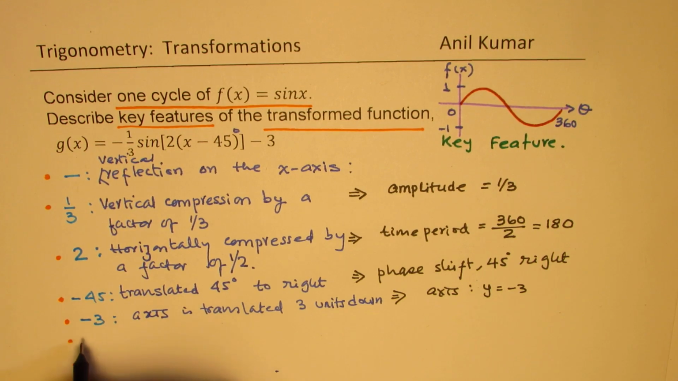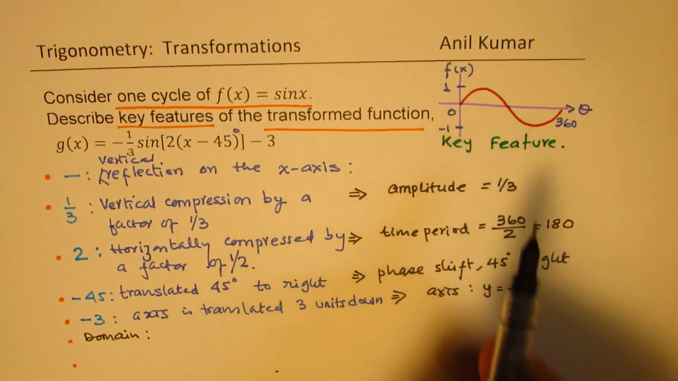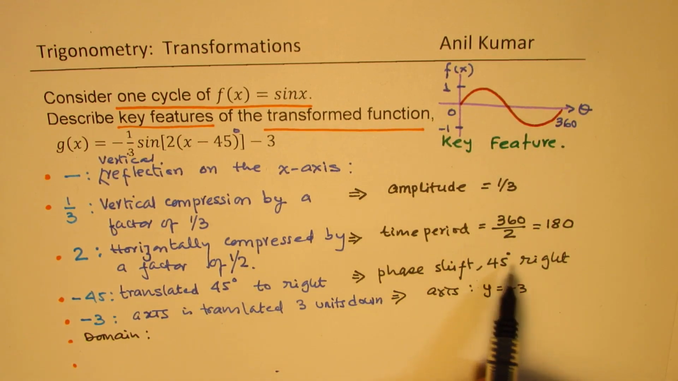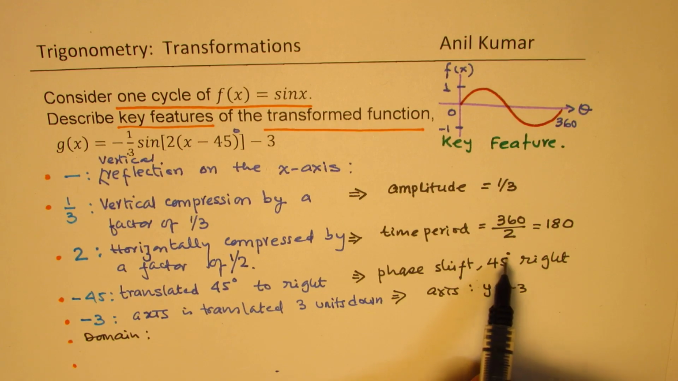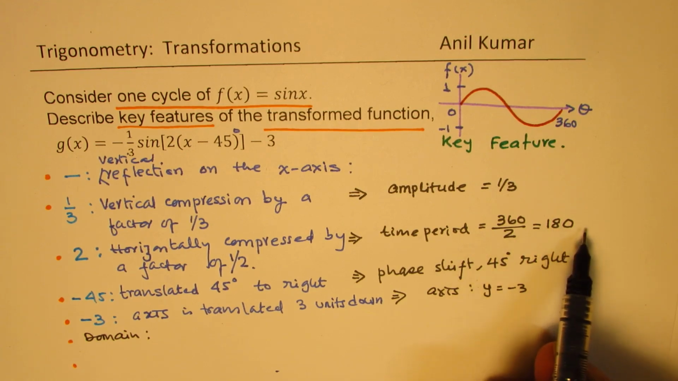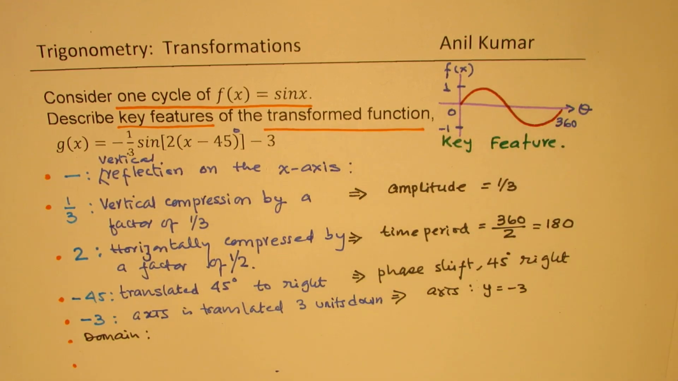Now, the domain of the transformed function will be what? Since it has moved 45 degrees to the right and the time period has been reduced to 180, correct? So from 45 to 180 is your new domain, right?